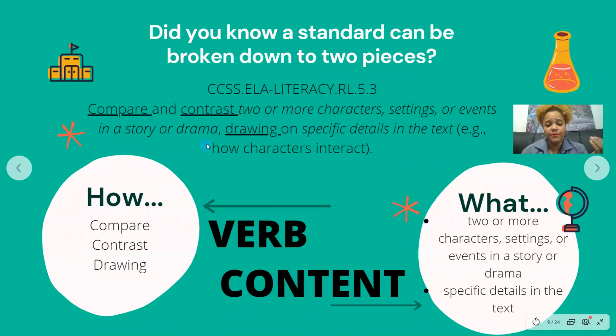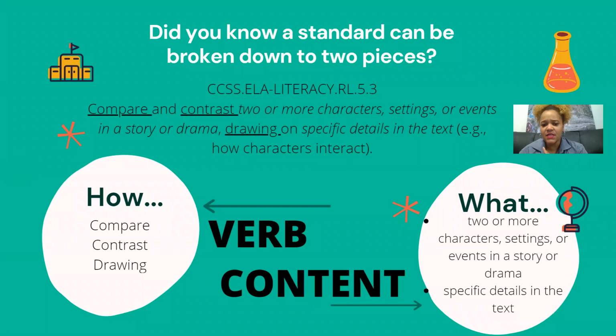So here, your verb is the how. How does the student have to do the standard? What action must they be able to do? How do they work with that material? Where your content or your skill is the what. What are they responsible for knowing? What must they be able to do?